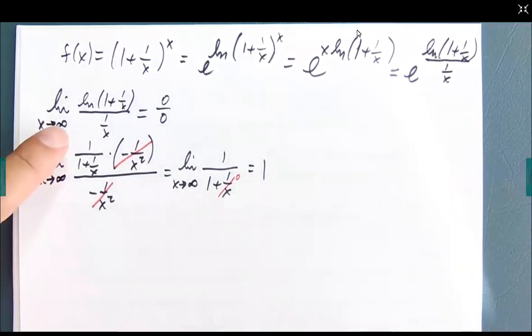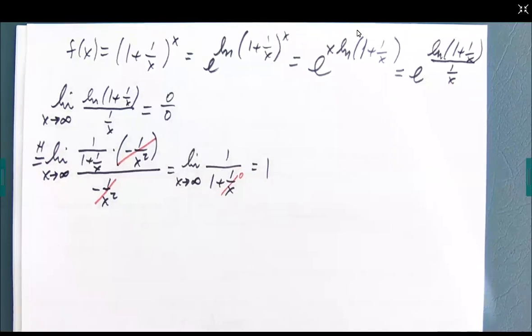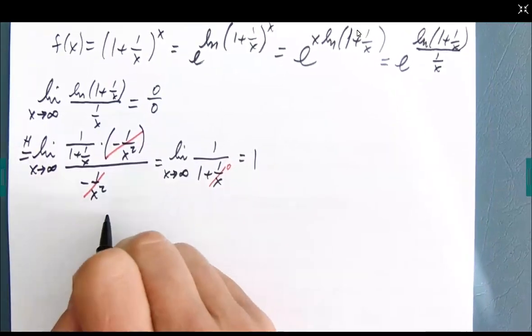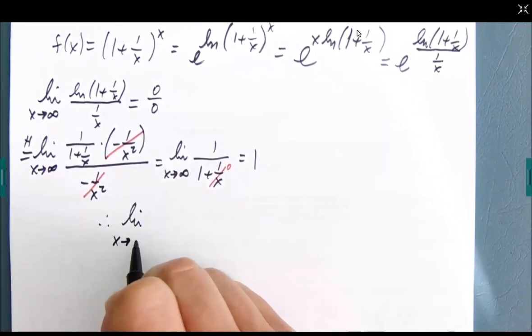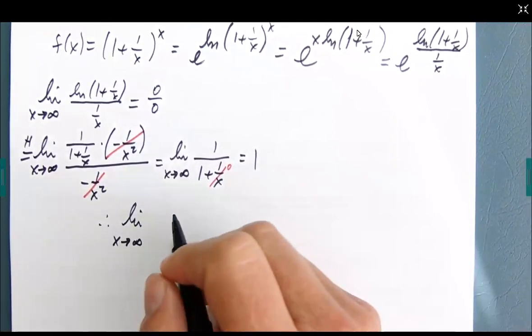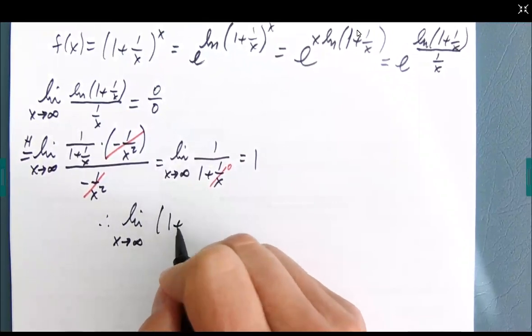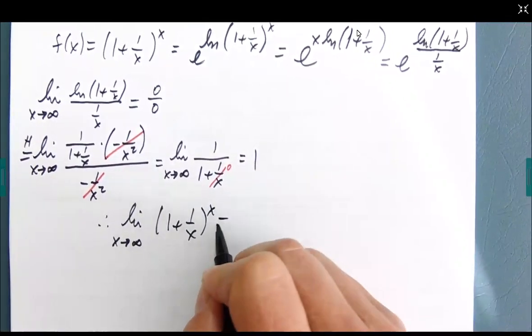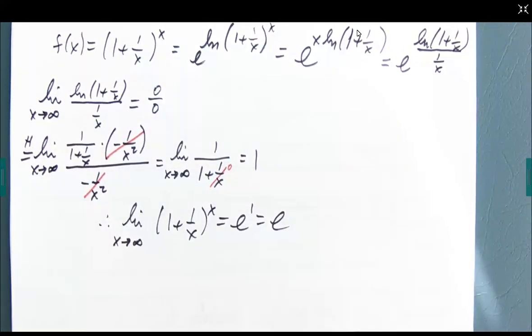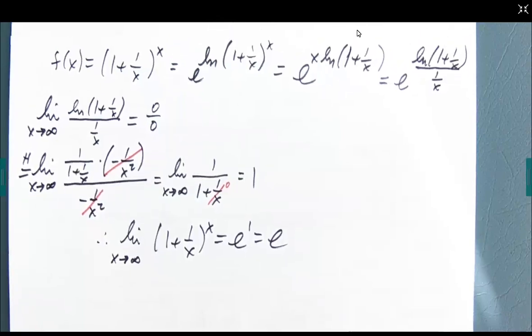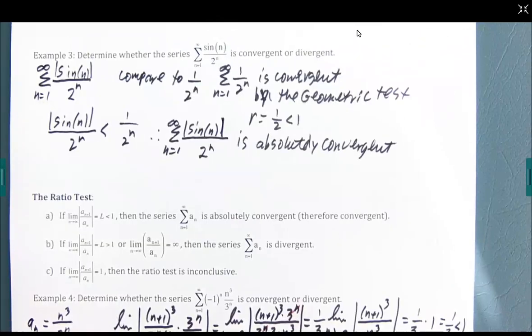Now remember, this is just the exponent. Therefore, the limit as x goes to infinity and later n goes to infinity of 1 plus 1 over x to the x is exactly equal to e to the 1 power, or just e. Keeping that in mind, this is exactly the same scenario. So this limit right here is going to go to e.